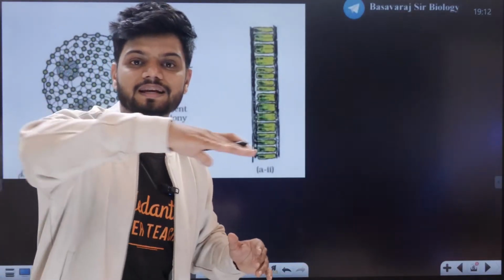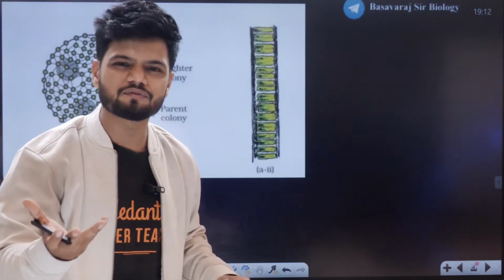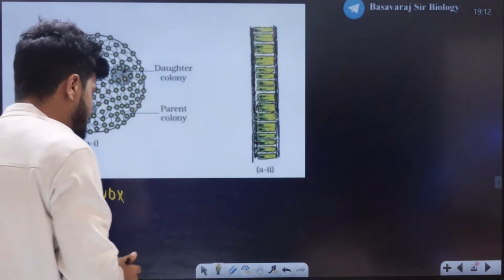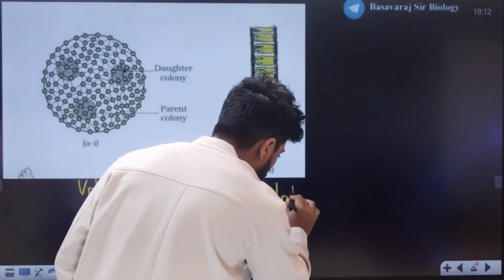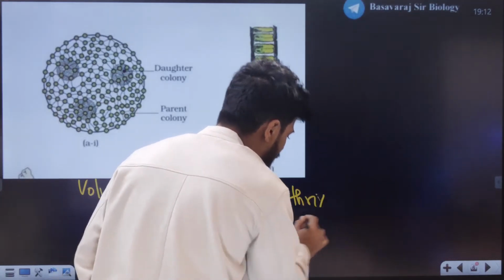Filamentous means thread-like structure. Filament. Okay, it's a filament-like structure. This here is an example of Oedogonium, not Spirogyra. This is an example of Ulothrix. Both of these are examples of green algae. Cleared, all of you? Clear.